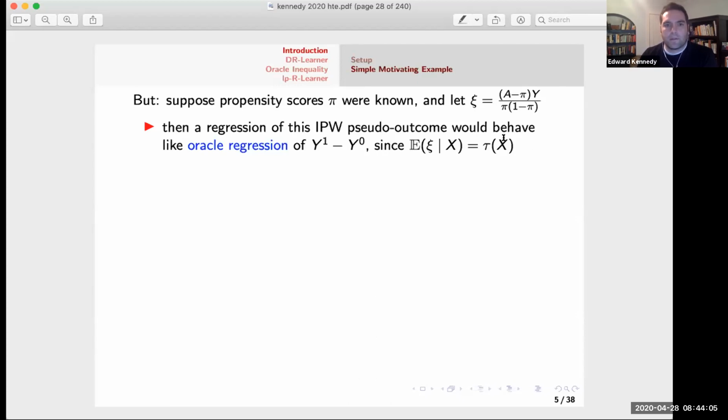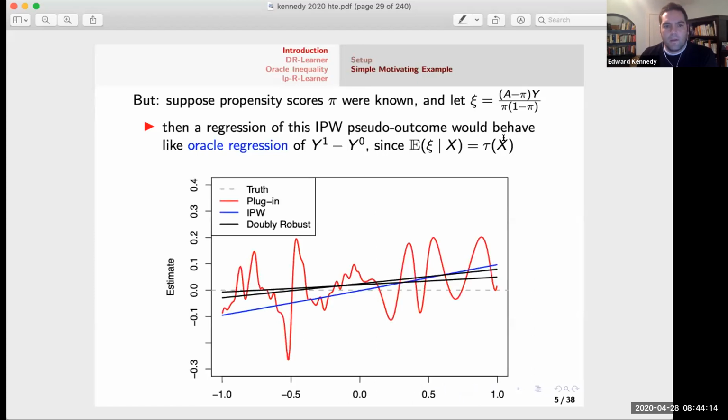And so this approach would adapt to the smoothness or structure of that CATE specifically, and not the individual regression functions, which by themselves are hard to estimate. So here's a plot of this procedure. The red line is the plug-in estimator.